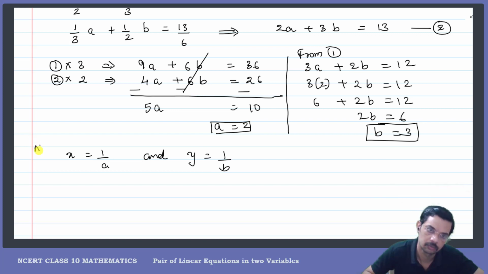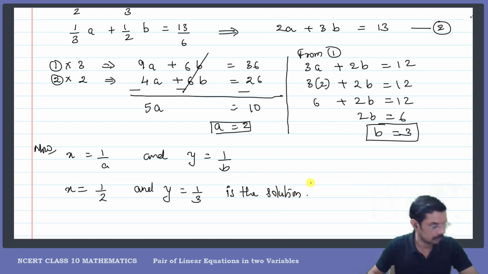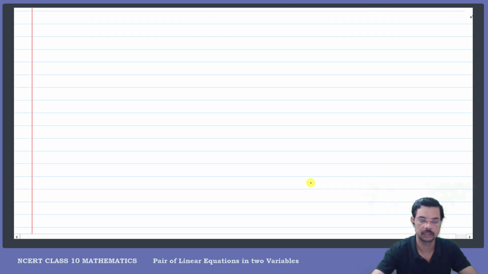x equal to 1 by a and y equal to 1 by b. So what is x? 1 by 2, and y is equal to 1 by 3 are the solutions. I hope this is clear. If it is not clear, let me know.